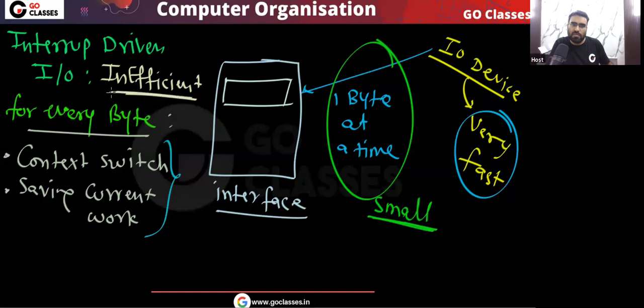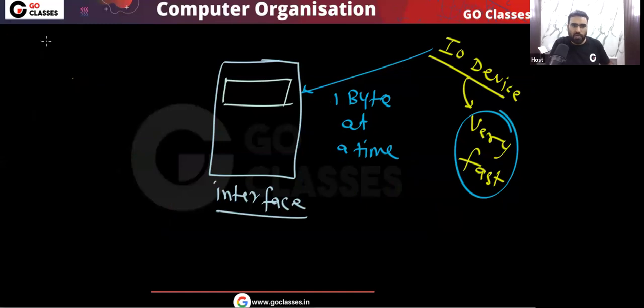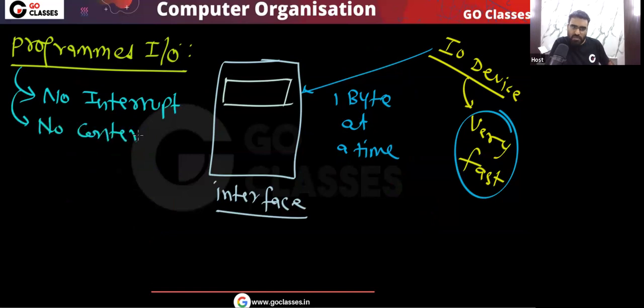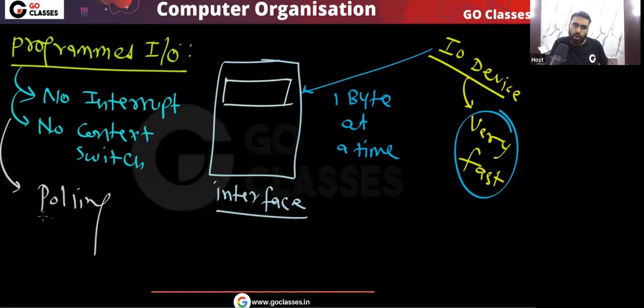In this situation, interrupt driven IO is very inefficient. What will happen in the programmed IO? Tell me. In the programmed IO, there is no concept of interrupt, and there is no concept of context switch. There is polling. Yes or no?